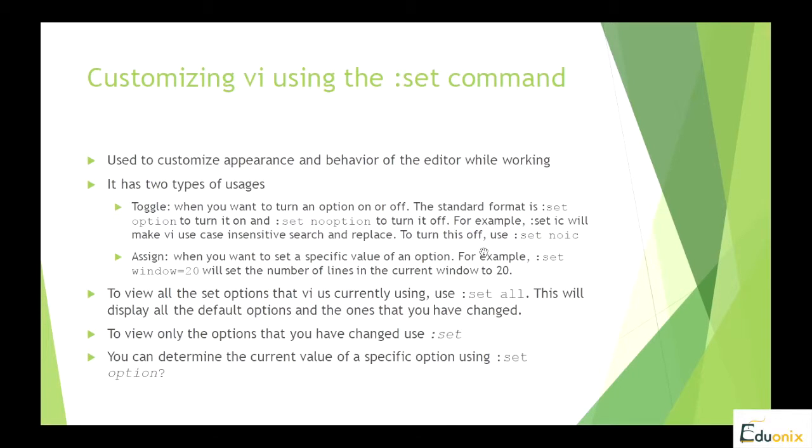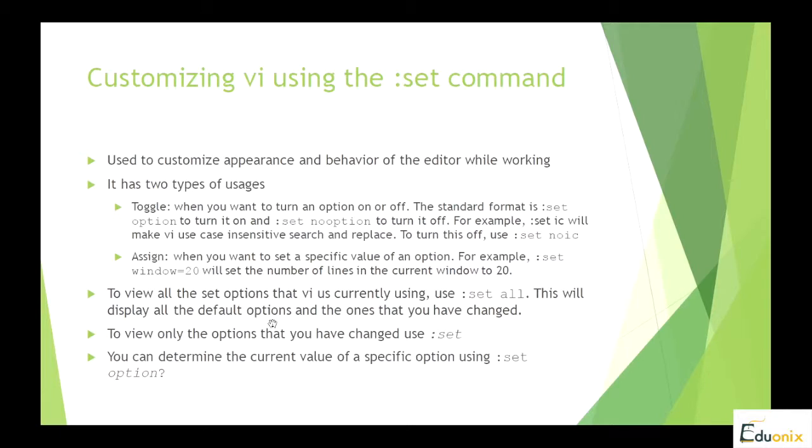You can also set the window size, or the number of lines that the window will hold. If you use set window equals 20, it will set the number of lines in the current window to 20 lines. Now, if you want to have a look at all the options that set can be used with, you can type set all, and this will display all the default options.